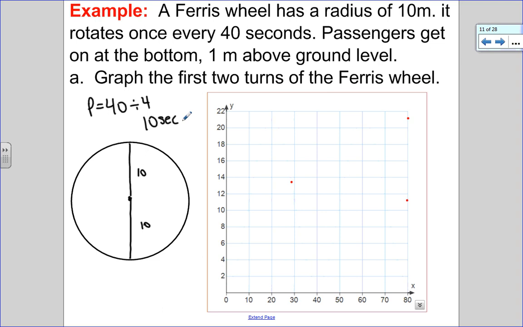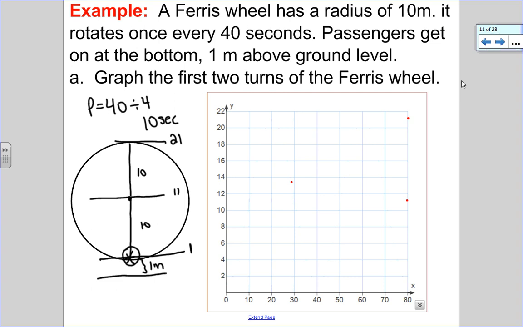Now, passengers get on at the bottom right here. This is where they get on. And this point is 1 meter above the ground. So I want to graph the first 2 turns of the Ferris wheel. So let's figure this out. The minimum height is at 1. And then plus 10, the midline is at 11, plus another 10, the maximum is at 21.